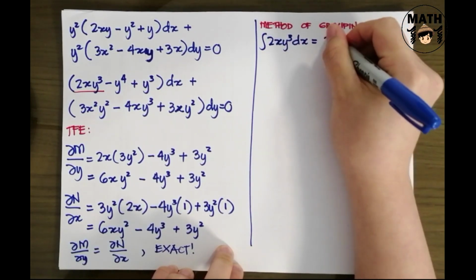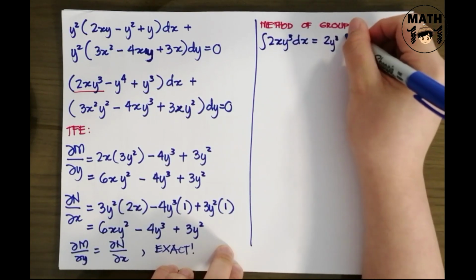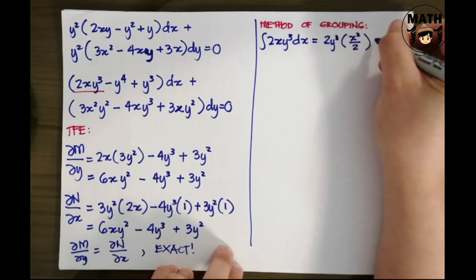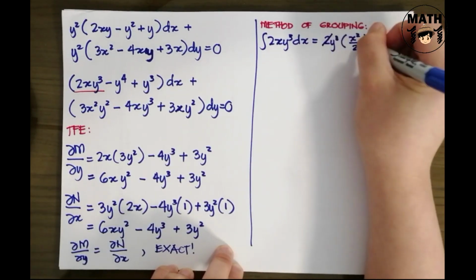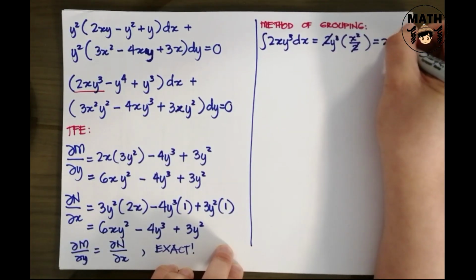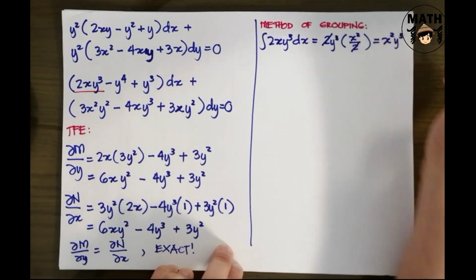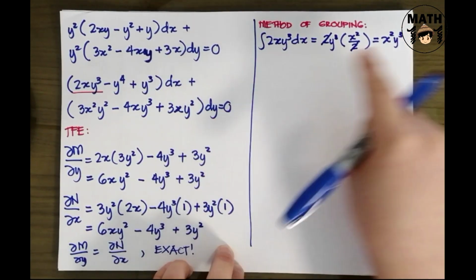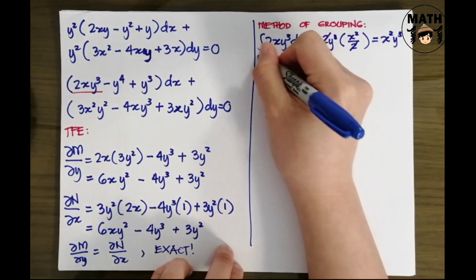2y cubed, constant. Integral ng x ay x squared over 2. Then, simplifying this, x squared y cubed. Para makahanap yung kapartner ni 2xy cubed dx kay dy, differentiate natin to with respect kay y.